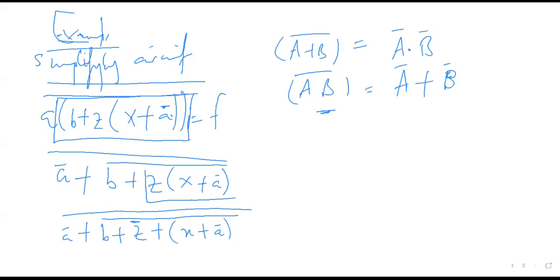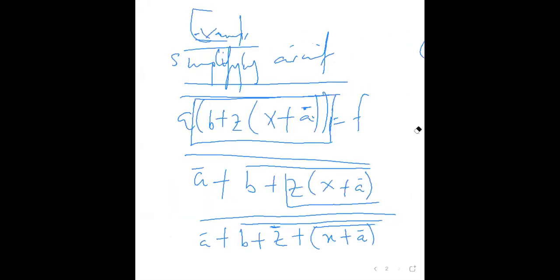X or A, not another bar. X plus A not should have another bar. Like this. Is that correct? Nope. Any feedback? I need the feedback.